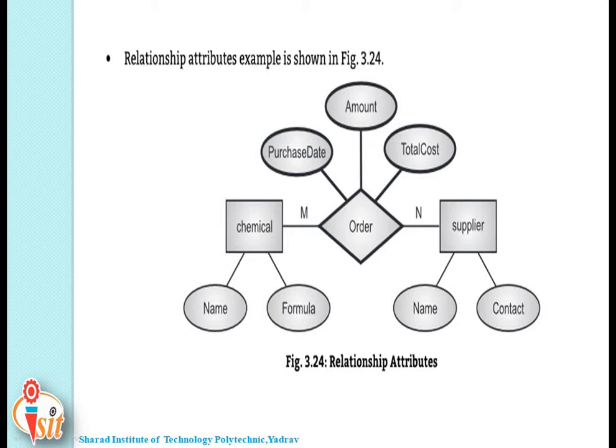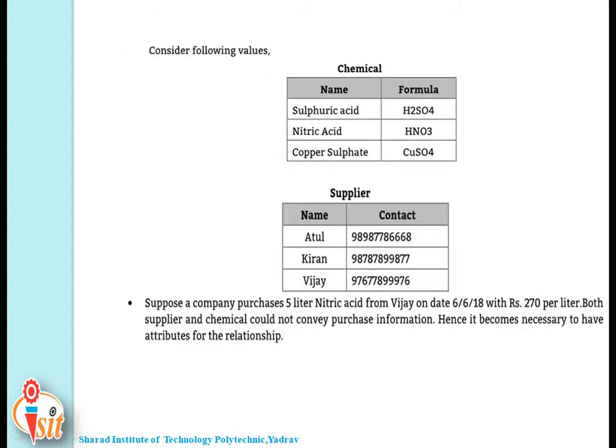An order has a purchase date, amount and total cost as well as the chemical and supplier information. This order has attributes purchase date, amount and total cost that we cannot appropriately associate with chemical or supplier. Here consider the following values. The first table is related to the chemical and the second table is related to the supplier entity, in which there are various attributes and those attributes have various values.